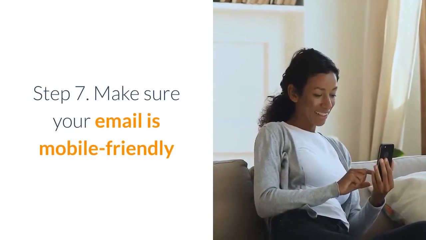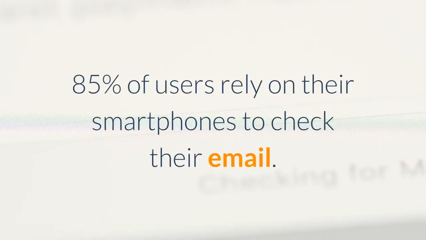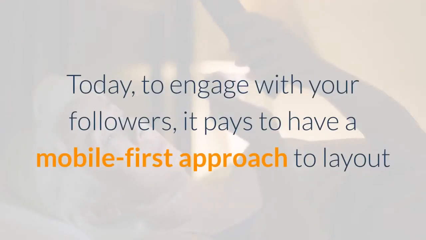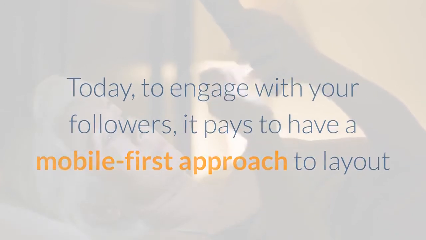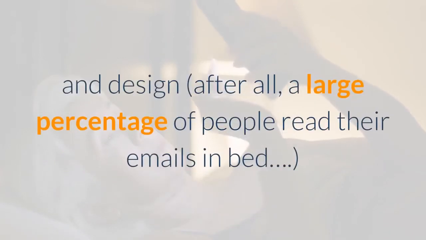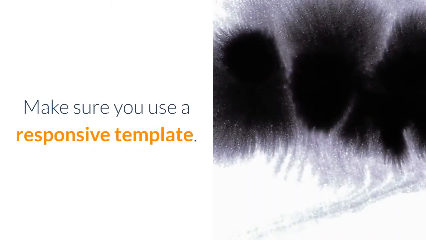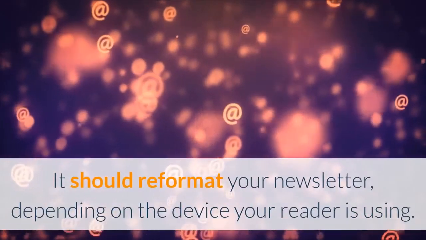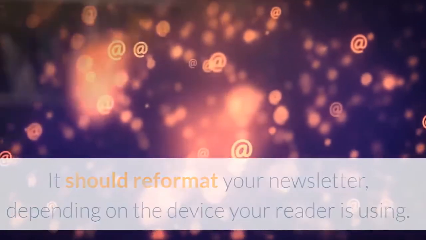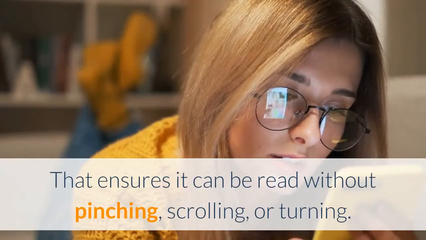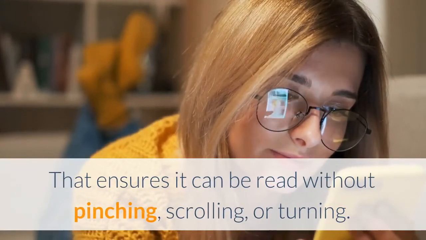Step number 7, make sure your email is mobile friendly. According to 99firms.com, link provided in the show notes, 85% of users rely on their smartphones to check their email. Today, to engage with your followers, it pays to have a mobile-first approach to layout and design. After all, a large percentage of people really read these emails in bed. For this, make sure that you use a responsive template. It should reformat the newsletter depending on the device your reader is using. That will ensure it can be read without pinching, scrolling, or turning.